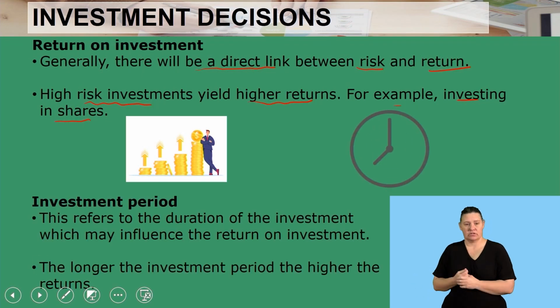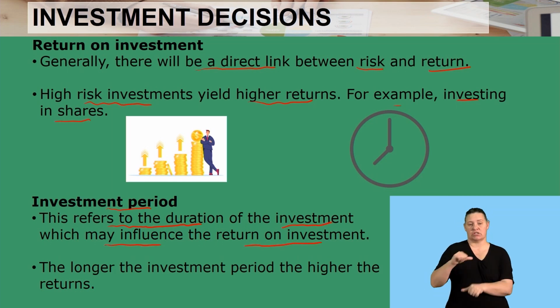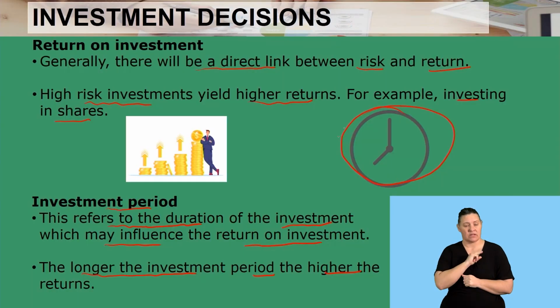Another aspect to consider now is your investment period. This refers to the duration of the investment, which may influence the return on investment. To say, do you want to invest for 2 years, 3 years? You should think about that as well. Hence, we call these aspects factors to be considered before making an investment decision. One thing you should know is that the longer the investment period, the higher the return, because you'll get interest for more years as you have invested for a longer period. So hence we talk about the time here, the duration.